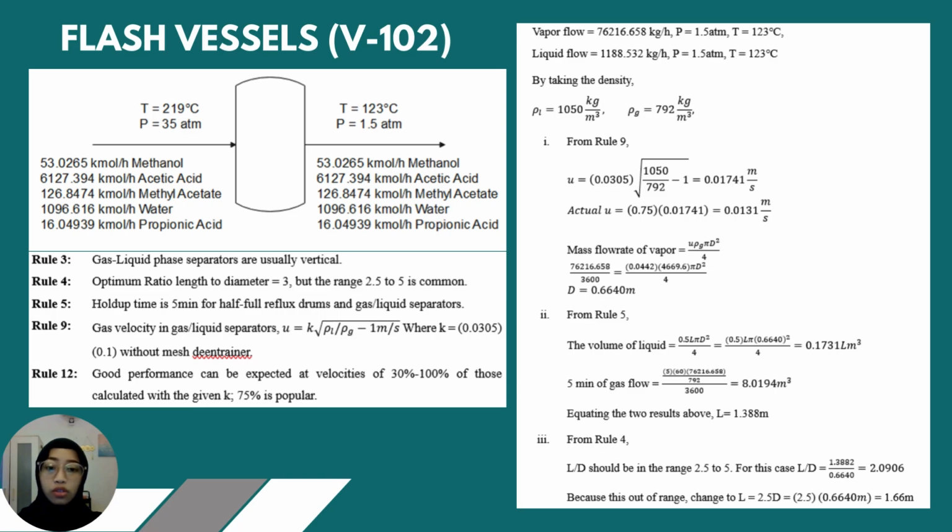Now, from all those rules, we design the equipment with the calculation as shown in the slide below. We can summarize that the diameter of the flash vessel is 0.6640 meter and the height is 1.66 meter, which is in the range of the flash vessel dimension and is acceptable.